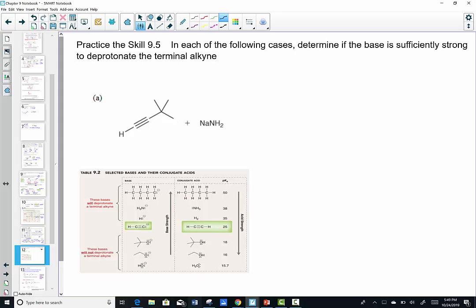You try one. A homework question from Practice the Skill 9.5. And again, notice I put a little snapshot of the pKa chart from your chapter 9. You probably have another pKa chart from a photocopy I gave you before. Determine if this reaction will occur. So I want to finish the reaction. And remember, when I see NaNH2, sodium amide, recognize sodium is a spectator, but the base is the NH2, the electron-rich nitrogen, carrying a negative one formal charge.